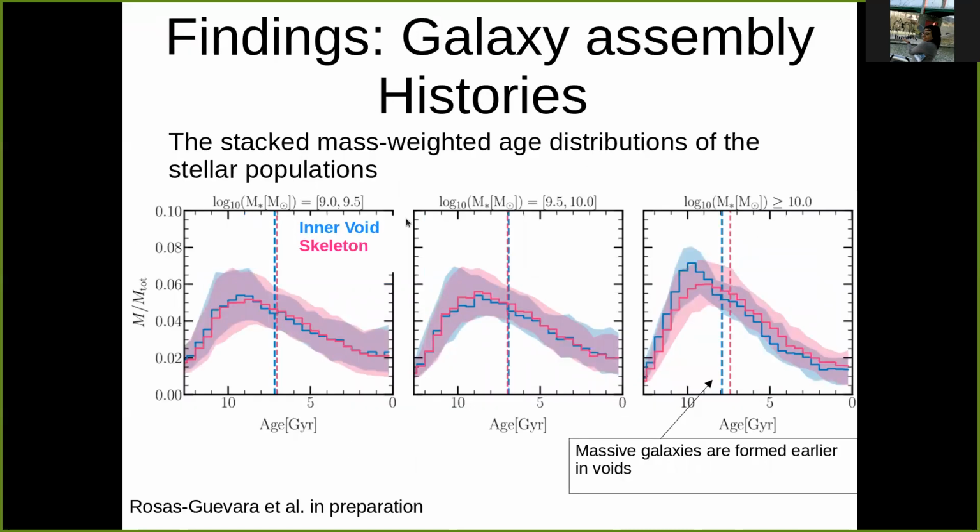With EAGLE, we have the advantage to explore the assembly history of the galaxies, and we find that if we stack the mass-weighted age distribution of the stellar populations, we can have information on the star formation histories of the galaxies. We find that massive galaxies in voids form earlier than in a skeleton. However, we don't find any difference in the age of the stellar populations for lower mass galaxies.